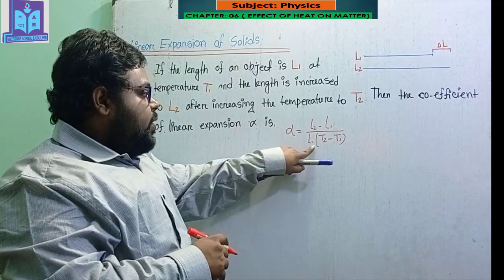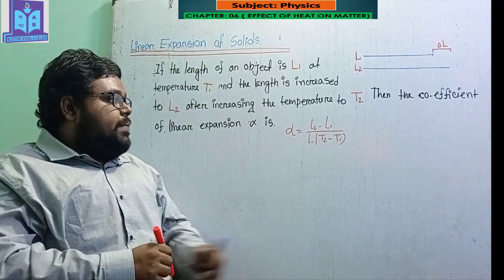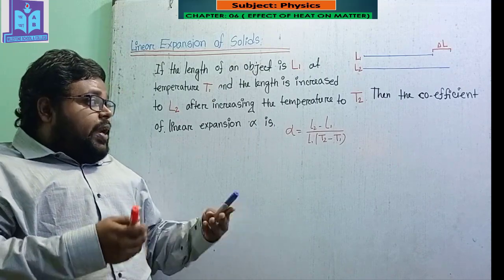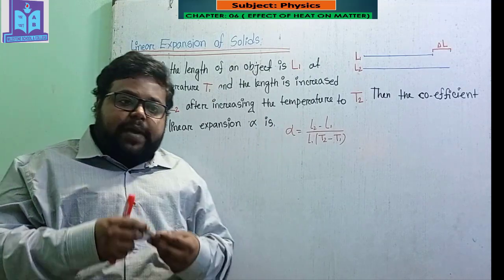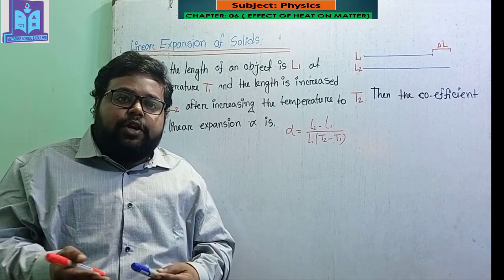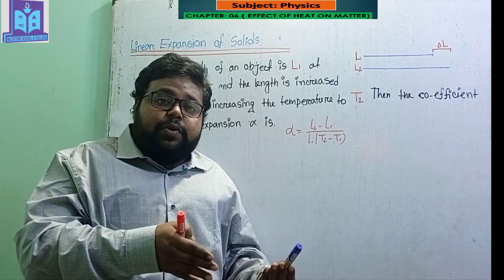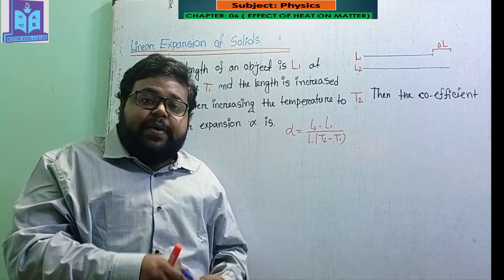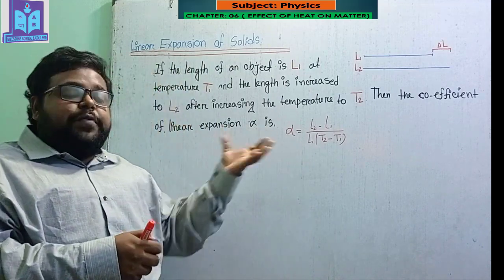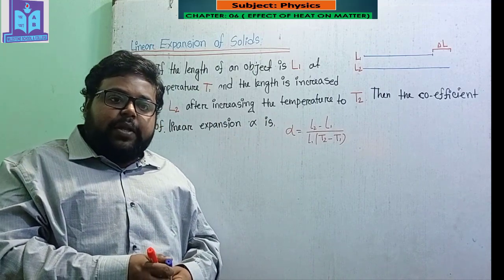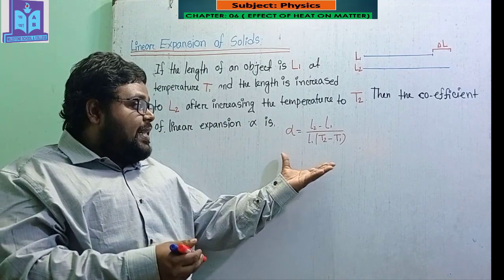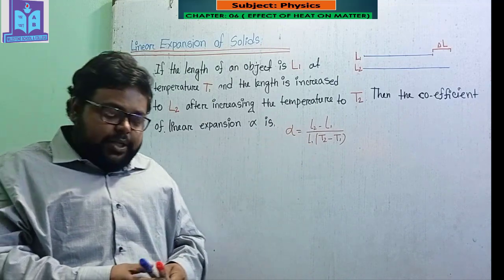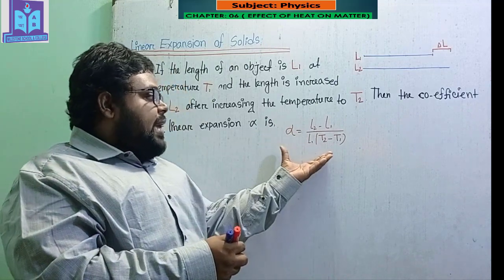Dear student, do you know what is the meaning of coefficient of linear expansion? The ratio of the increase in length to the original length for 1 Kelvin rise in temperature is called the coefficient of linear expansion. Okay, and here you can see the equation of the coefficient of linear expansion.